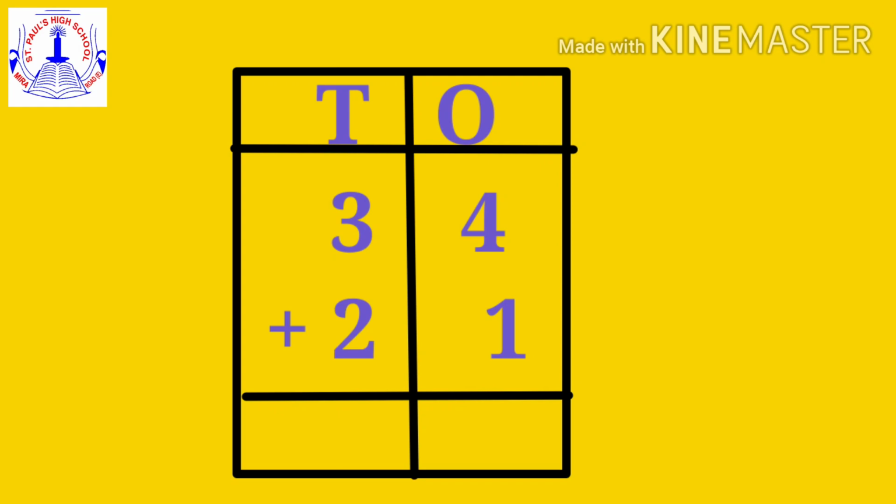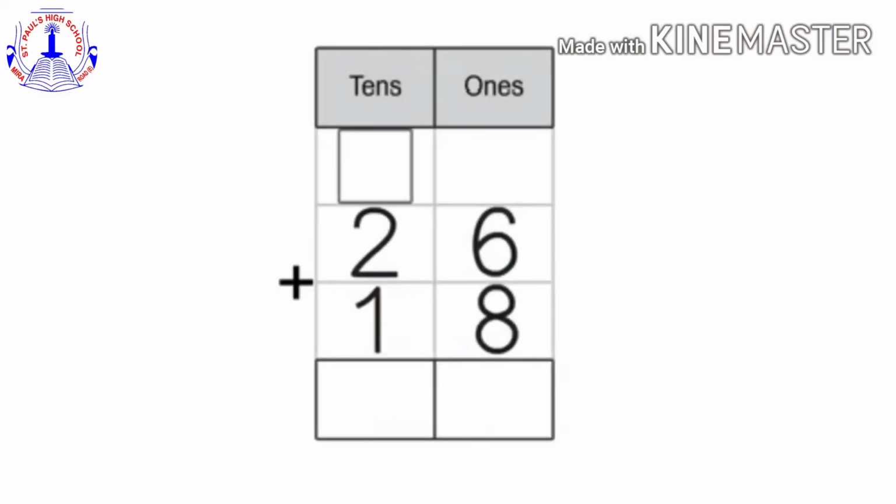So first we need to add the ones place. So 4 plus 1 is how much, children? 5. Very good. Students, now we need to add the tens place. So 3 plus 2 is how much, children? 5. Very good. So 34 plus 21 is how much, children? 55. Students, we had also learned about addition with carrying over. Yes or no? So come on, let's start.